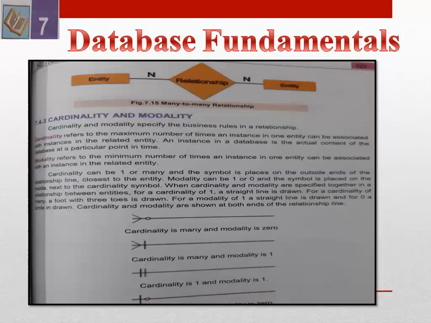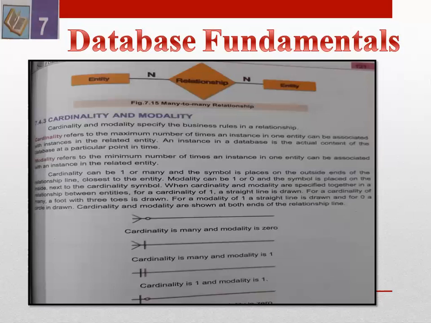So here on your screen, you can view cardinality is many and modality is 0. Here you can view the crow foot and the 0. The circle indicates the cardinality is many and the modality is 0. In the second example, cardinality is many and modality is 1.